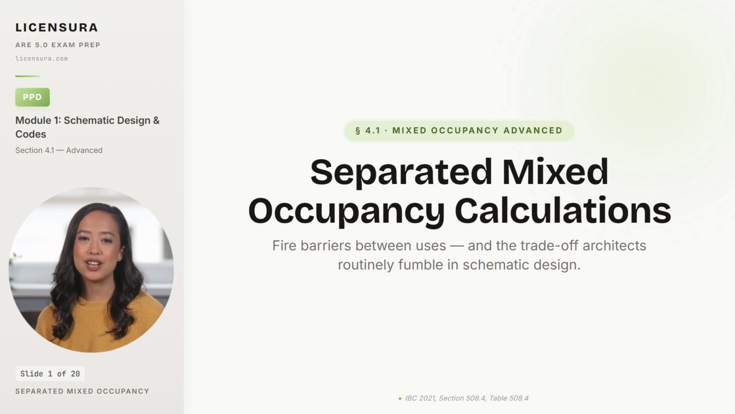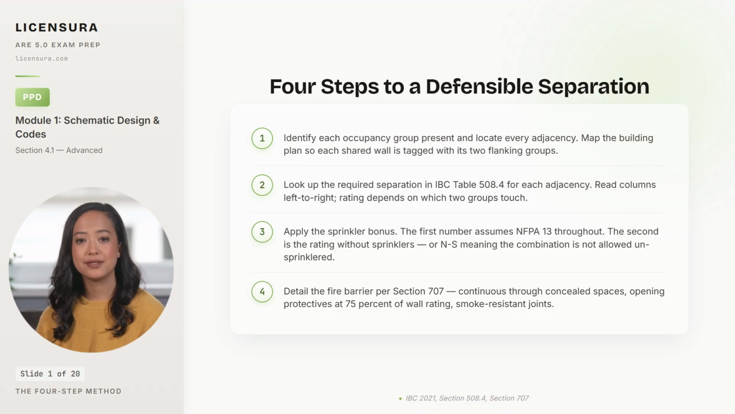The methodology is a 4-step sequence, and skipping any step is how the wrong rating ends up specified. Step 1 is the diagram. Every adjacency on the plan tagged with its 2 flanking occupancy groups before any rating is looked up. Step 2 is the table lookup.